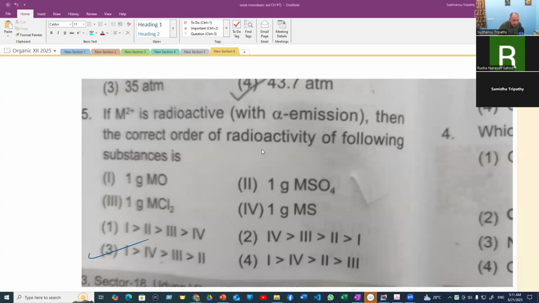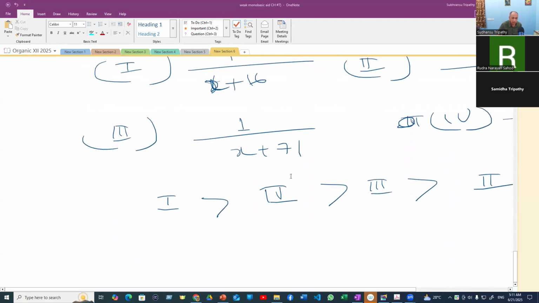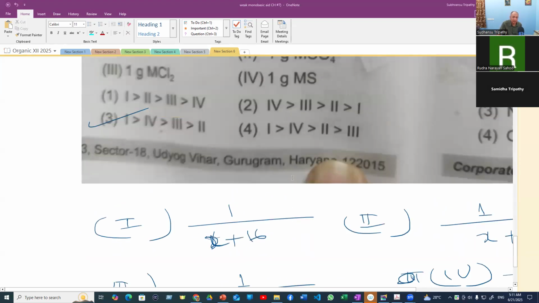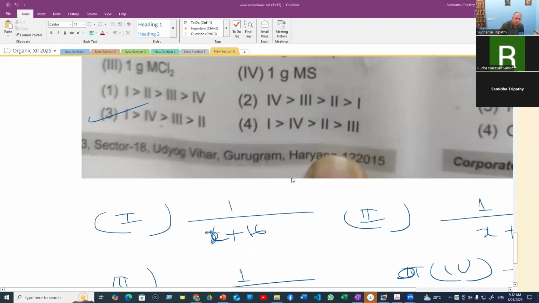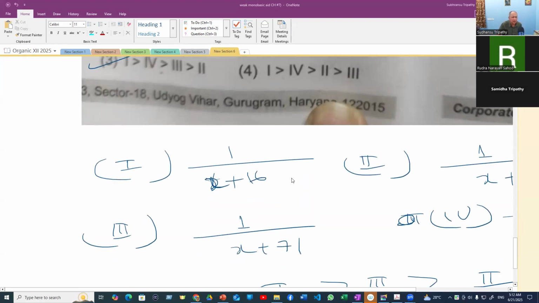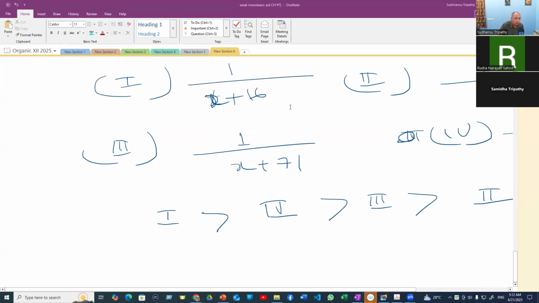So we have to convert this into number of atoms by just dividing the molar mass. Supposing this is x plus 16, this is x plus 96, x plus 71, x plus 32. And if you do that, since the one which has a lower molar mass will have a larger number of moles.